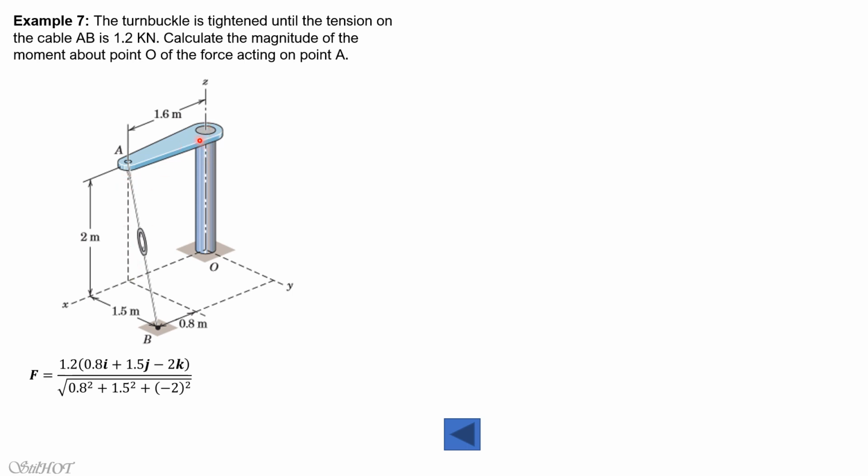So along Z is -2, so we have -2k here. Then go right. This is parallel to the y-axis, and it is in the positive direction, so that's why we have 1.5j. Then move forward. So going forward, it is 0.8. That's why we have 0.8i here, divided by distance. And the distance is simply the sum of the squares of these components of distance. So F, therefore, in vector form is 0.3657i plus 0.6857j minus 0.9143k.